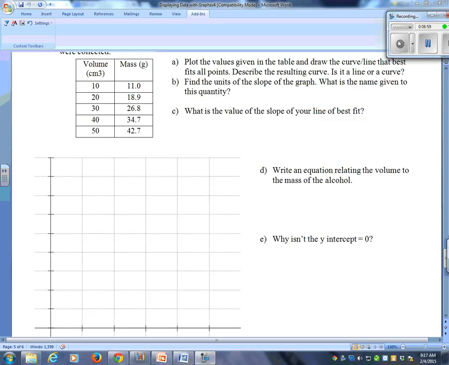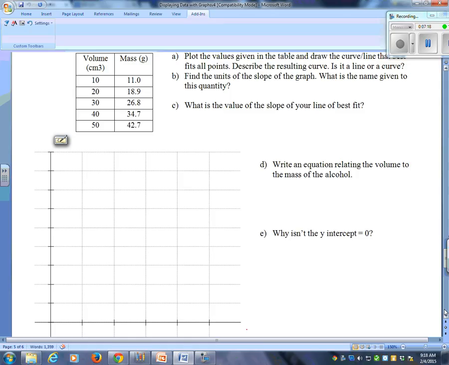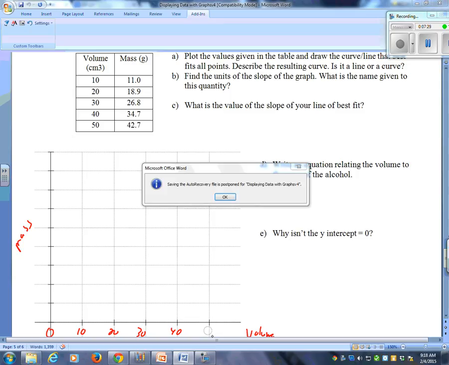All right, plot the values given in the table and draw the curve or line that best fits all points. Describe the resulting curve. Is it a line or a curve? Find the units of the slope of the graph. What is the name given to this quantity? So the first thing you do is graph x and y, right? So volume is down here. I'm going to write over here to the side. And this is going to be mass. Pretty straightforward. Put 0 on there, 10, 20, 30, 40, 50. I couldn't have made it much easier.